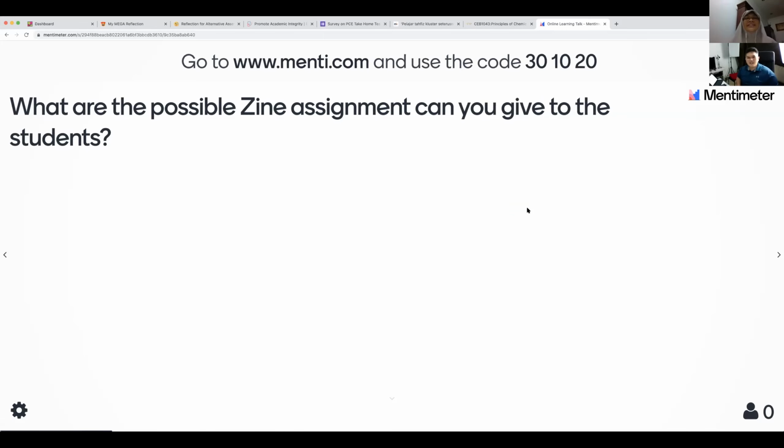What are the possible zine assignments you can give to the students? Can you share your ideas? What are the things that you feel, okay, I can give this to my students? How long do they take to complete the zine, Prof? If it's face-to-face, I can give them about two to three weeks. Now we have extended it to about one month plus, just to give them more time. Do you have ideas how this can be used in any of the courses that you're teaching?